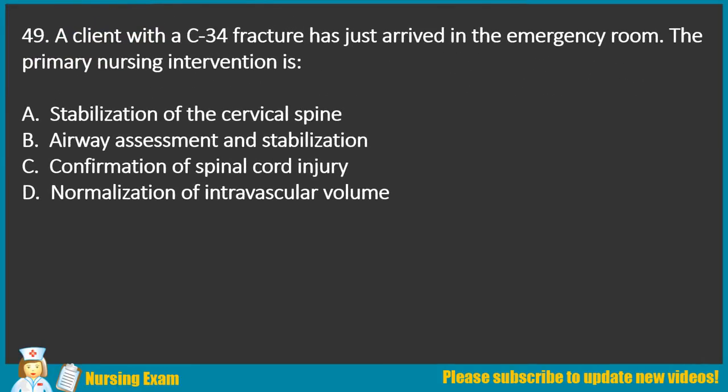Question 49. A client with a C3-4 fracture has just arrived in the emergency room. The primary nursing intervention is: A. Stabilization of the cervical spine. B. Airway assessment and stabilization. C. Confirmation of spinal cord injury. D. Normalization of intravascular volume.